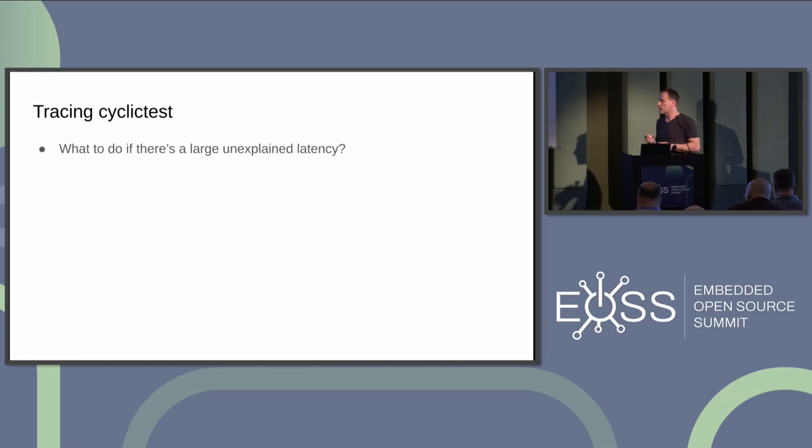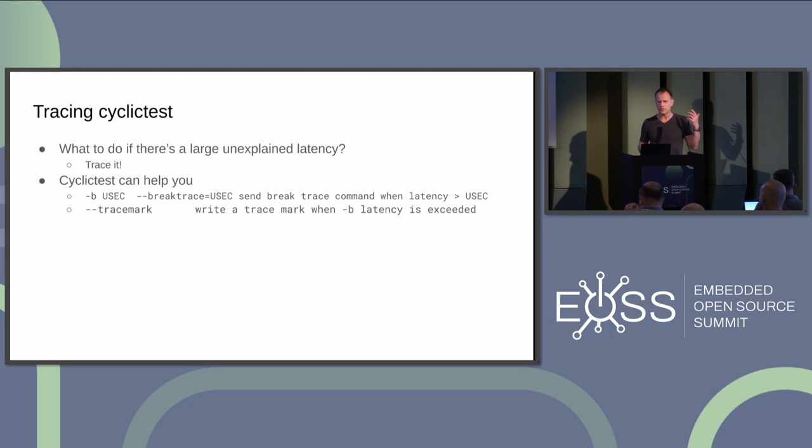So, tracing cyclic test, because usually if something fails, you want to know why. So you want to trace it. Cyclic test has some helpful options. You can say dash B with microseconds, which basically says stop the trace if your latency is greater than that threshold. And dash dash tracemark tells cyclic test, when this happens, to write that information into the tracing ring buffer in the kernel, so you know where the issue happened. That way it's easy: you know what CPU it happened on and you can find it.